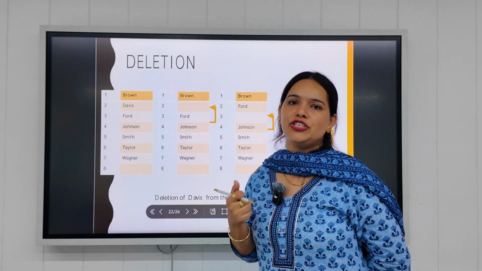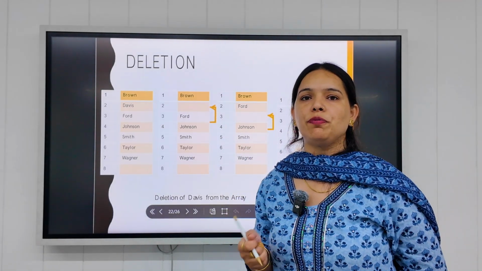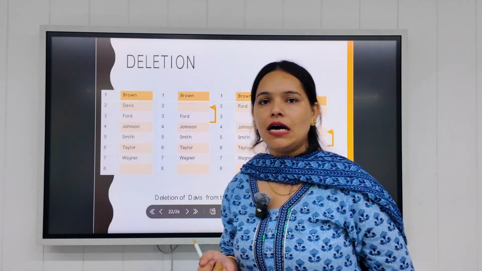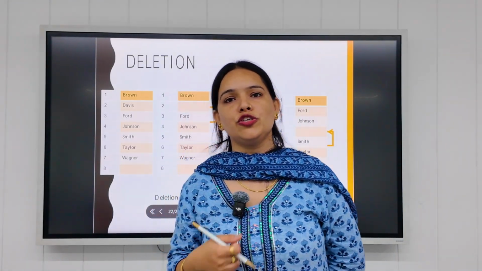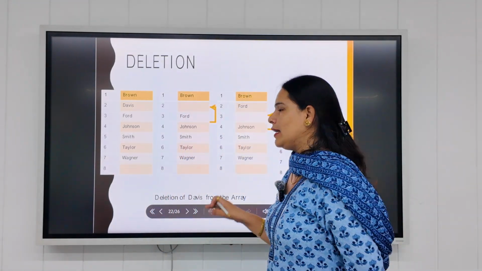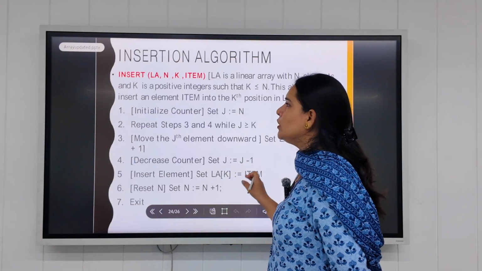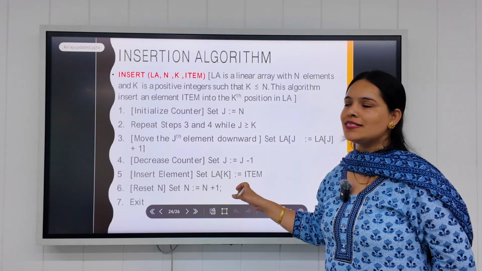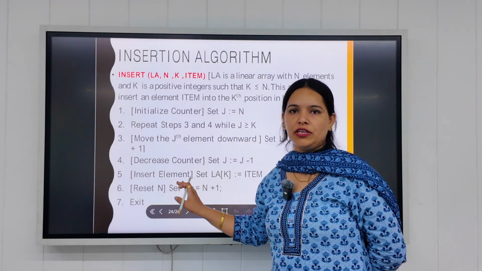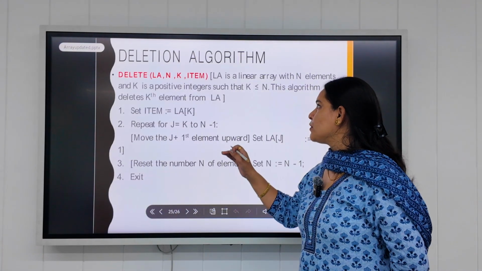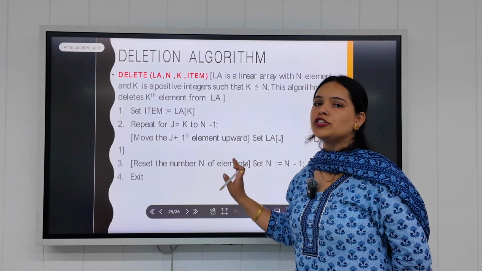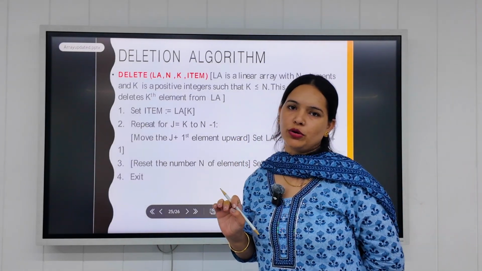So, insertion and deletion are the basic operations which we perform on any data structure. Other than that, you can perform searching, sorting, merging on any data structure. So, these are the algorithms to represent the insertion process at any specific location, and this is the process for deletion of an element at any specific location.